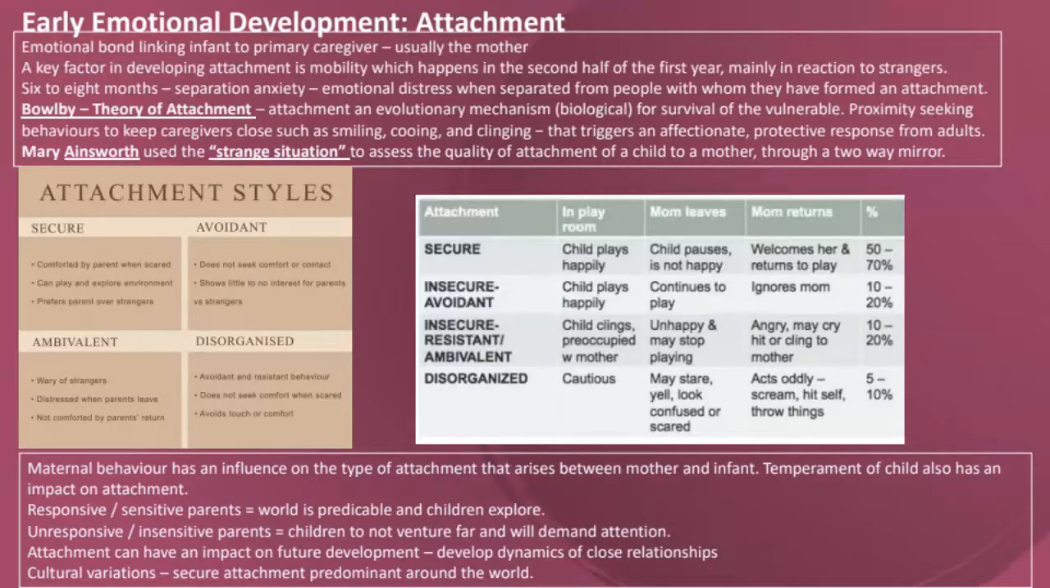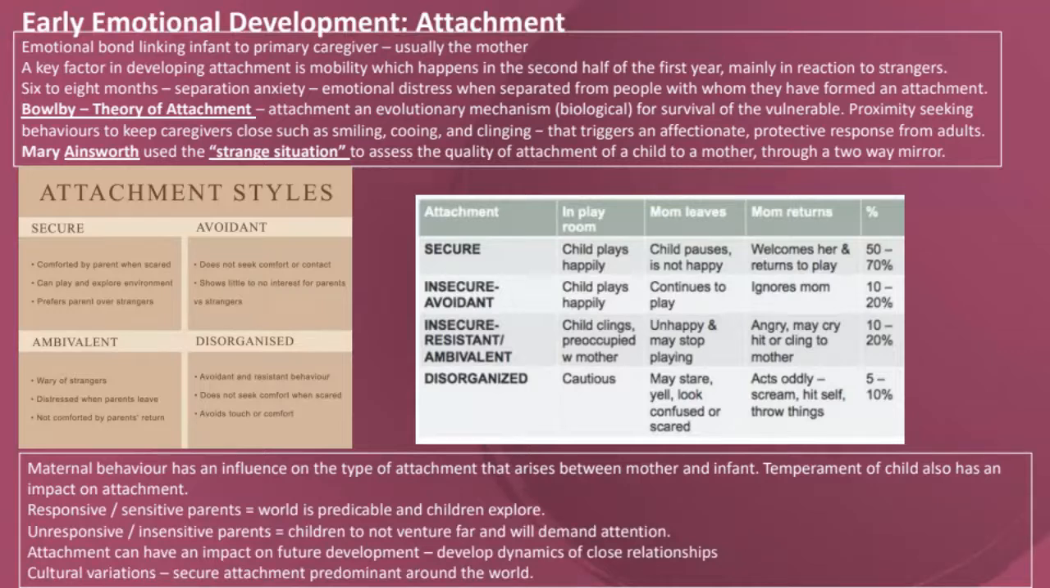Most children sit in that secure attachment style, and the lowest is the disorganized, where 5 to 10% of the children are disorganized. So obviously the maternal behavior, how the mom interacts with the child right from birth, has an influence on that type of attachment. So if you have a mother, for example, who gives birth to a child and maybe she suffers from postnatal stress, maybe the situations in her life mean she doesn't bond with the child properly, that can have an impact on the attachment. The temperament of the child also has an impact.